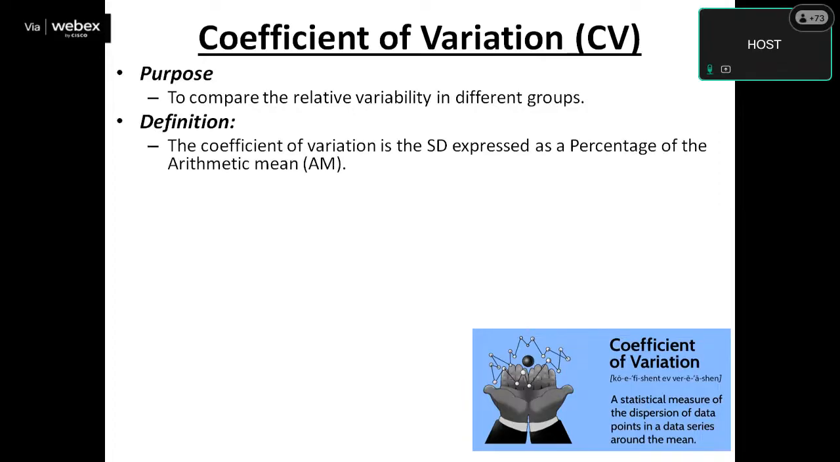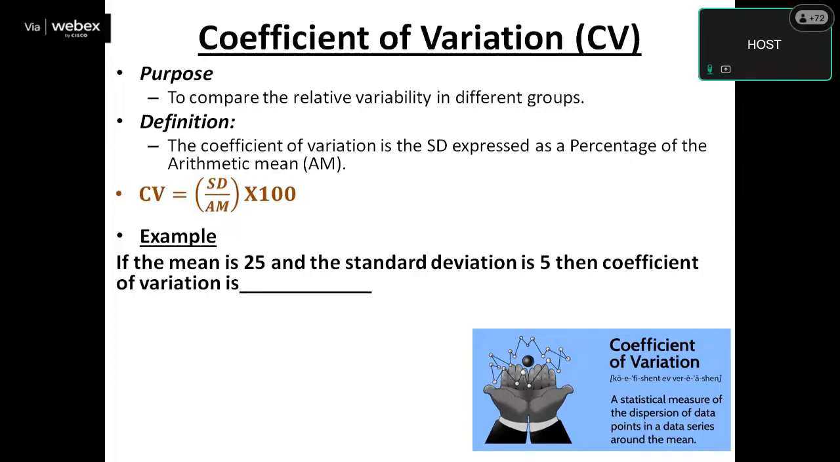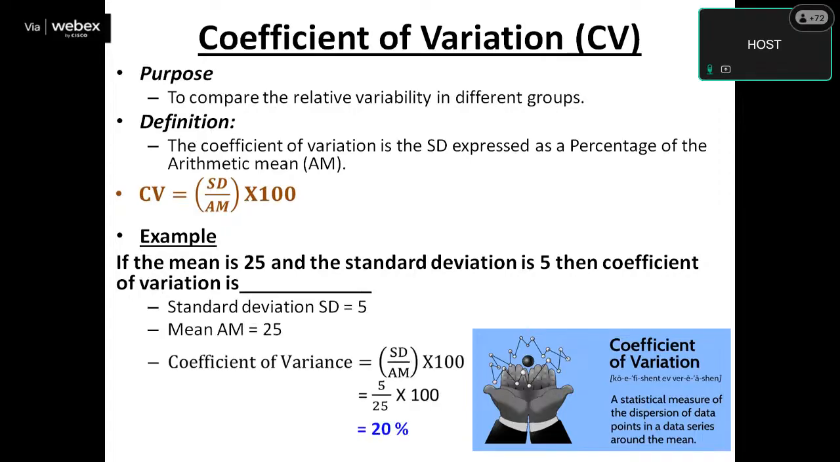So what is the definition? The coefficient of variation is the standard deviation expressed as a percentage of the arithmetic mean. So we can say that CV is equal to SD upon AM into 100%. So it is a percentage value, and that is why it does not have a unit, and that is why we can compare both groups easily. Let us see the example. In an example, usually the mean and standard deviation will be given, so you just have to know the formula so that you can calculate the coefficient of variation.